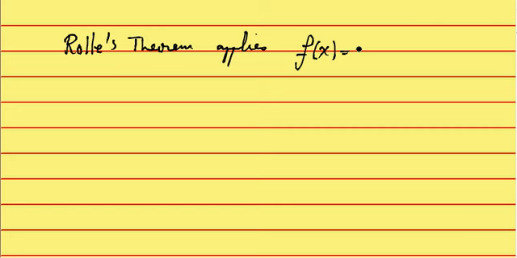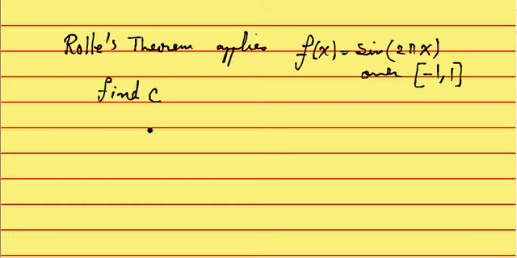Hi, I'm going to answer several questions that you have raised. The first one is to check that Rolle's theorem applies to this given function, f of x is equal to sine of 2 pi x over the interval from -1 to 1. And we want to find all points c as described by Rolle's theorem.